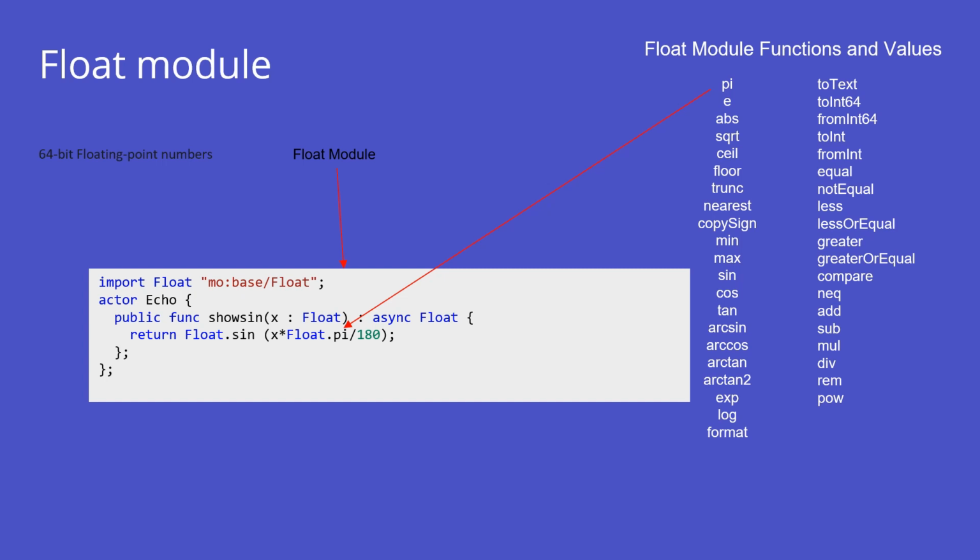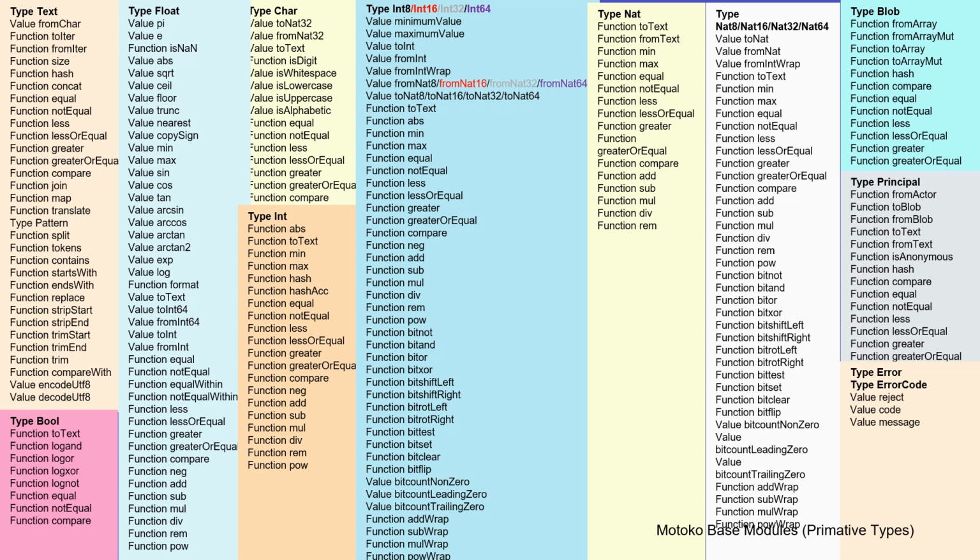Take a look at the syntax for float.sin as an example. So I happen to pick float as an example. All types have corresponding modules with functions, and some also have values. And take a peek at all these functions for the primitive types. There's a lot of them.